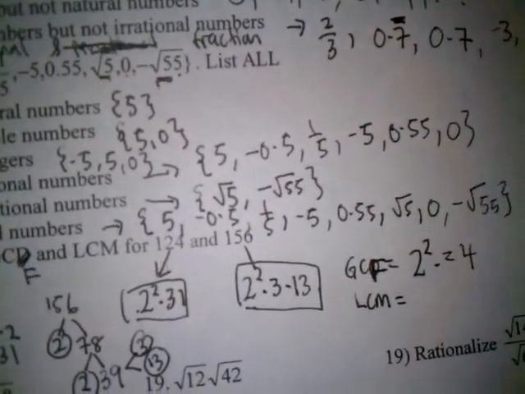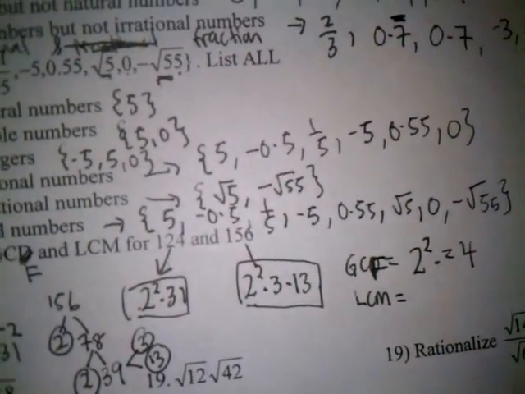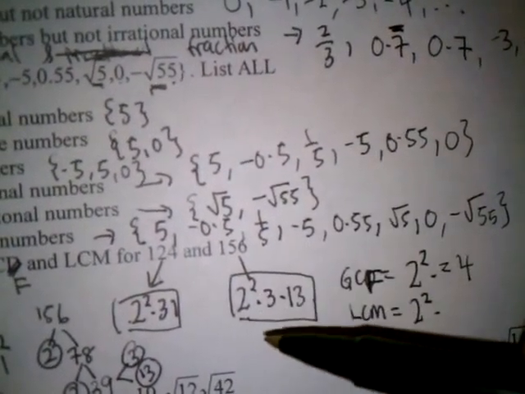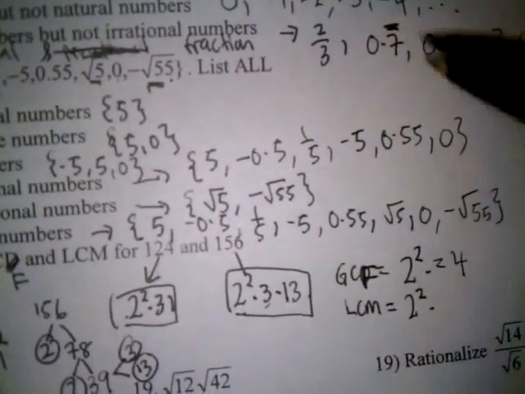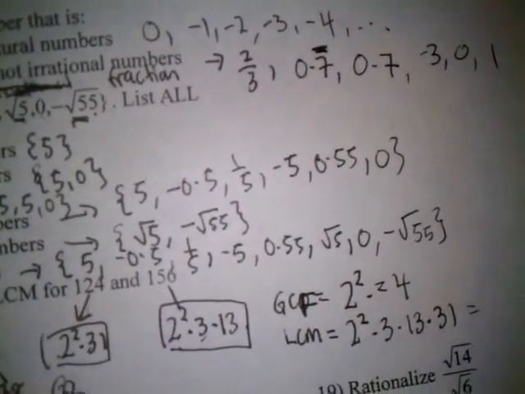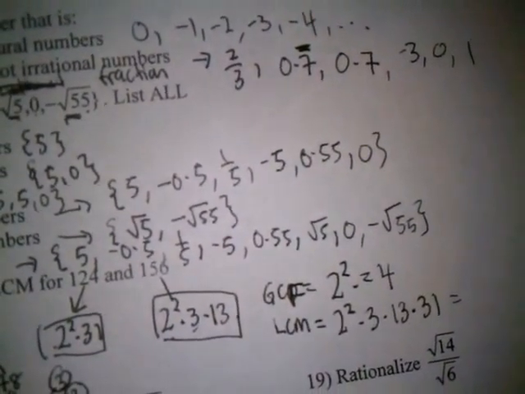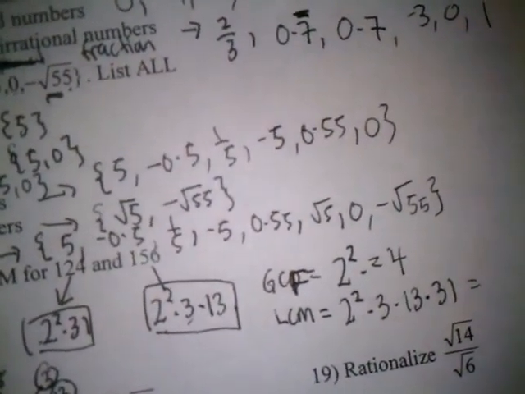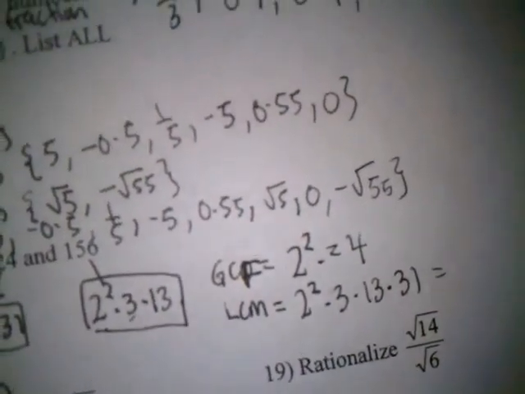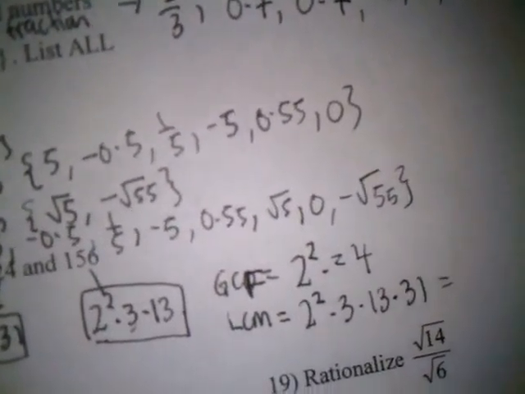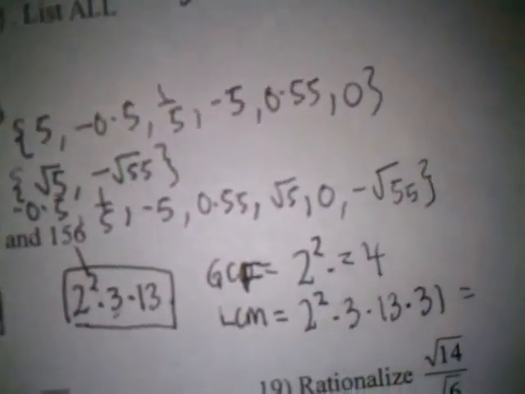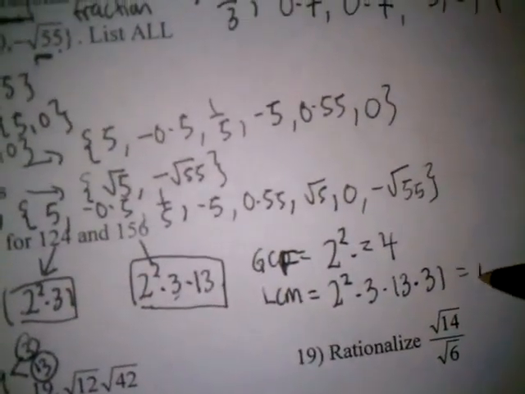For the LCM, you pick the highest power. So 2 squared is the same power, so we require that. 3 has 1 here, there's no 3 there, so we still have to pick a 3. So do 13, so do 31. You have to multiply all these numbers in your calculator: 4 times 3 times 13 times 31. So you get 4,836.